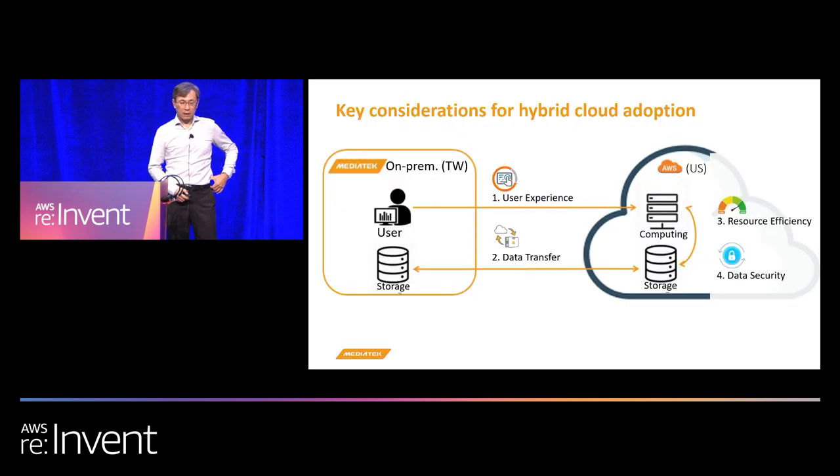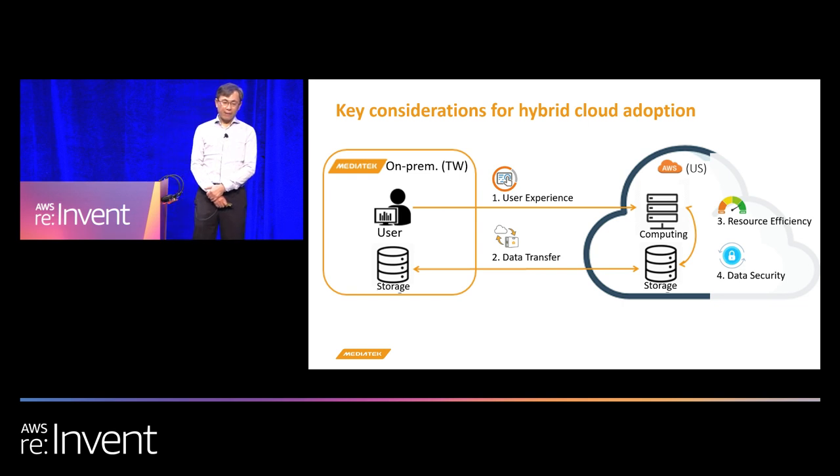When MediaTek IT looks at the hybrid cloud architectural adoption, we identify four key success factors, and they are user experience, data transfer, resource efficiency, and data security. First and foremost, coherent user experience. Maintaining a consistent user experience for our engineers is crucial to our R&D productivity. To this end, we in IT aim to develop this backend hybrid cloud infrastructure transparent to our R&D users. This means that the users wouldn't have to change the way they have been working, particularly in the stage of job submission or job status monitoring.